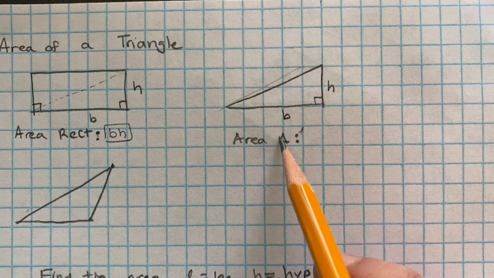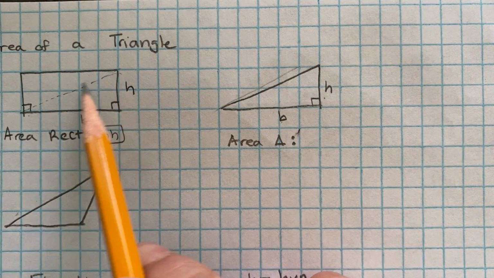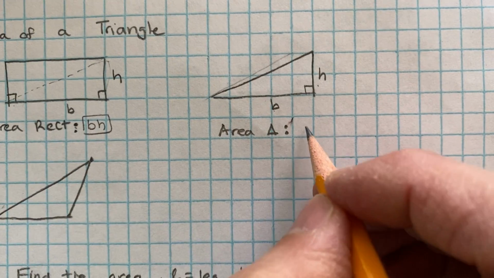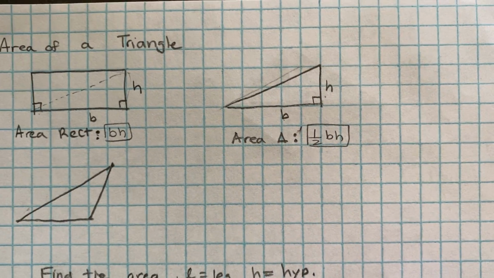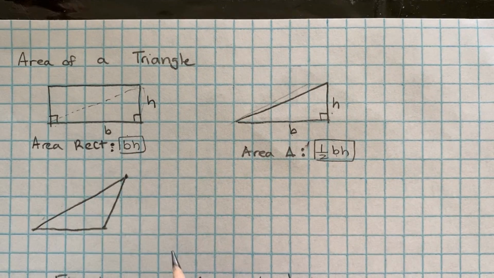And so if I ask you, hey, what is the area of the triangle? You wouldn't say base times height again, right? Because this triangle is exactly 1/2 the area of a rectangle. The area of a triangle is just 1/2 base times height. Okay, so just quickly, deriving where that formula comes from, it's basically half the area of a rectangle.